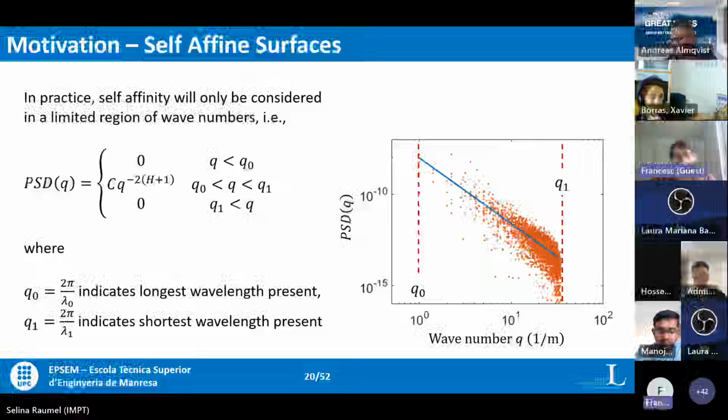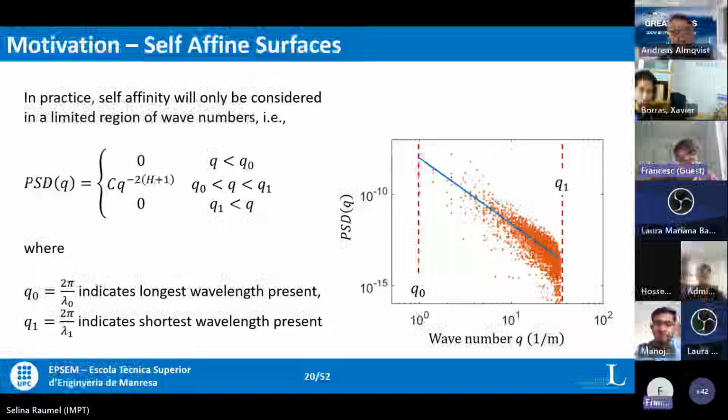And then we also have this high cutoff q1, which is defined as 2 pi over lambda 1, and this indicates the shortest wavelength present. In a real surface, this usually goes to the atomic scale. But in any numerical computation that you want to do, because of grid size, you will always have to cut it at some point. So lambda 1 here will indicate this point where you have cut it, and you have no more wavelengths present.